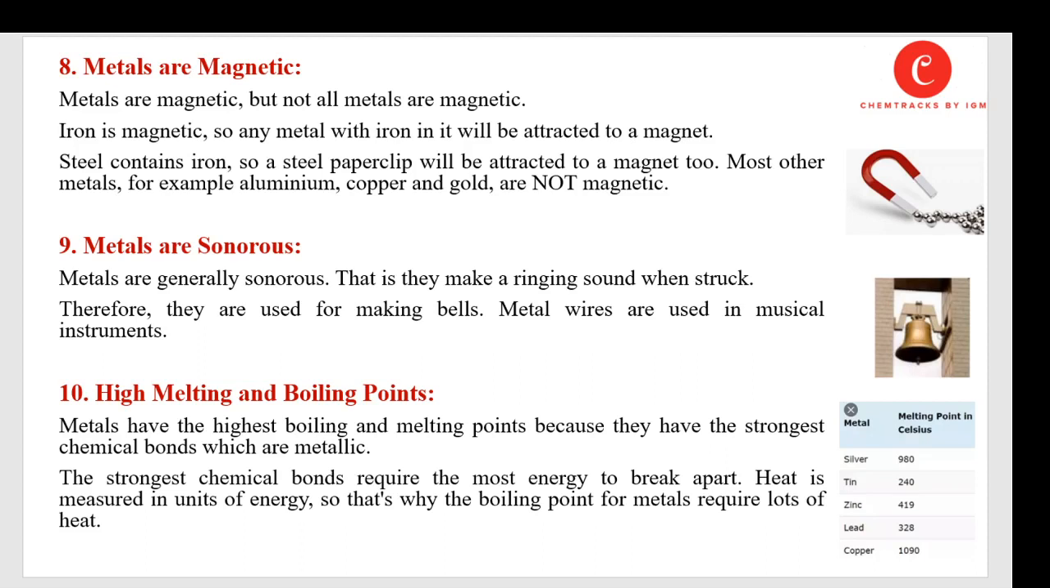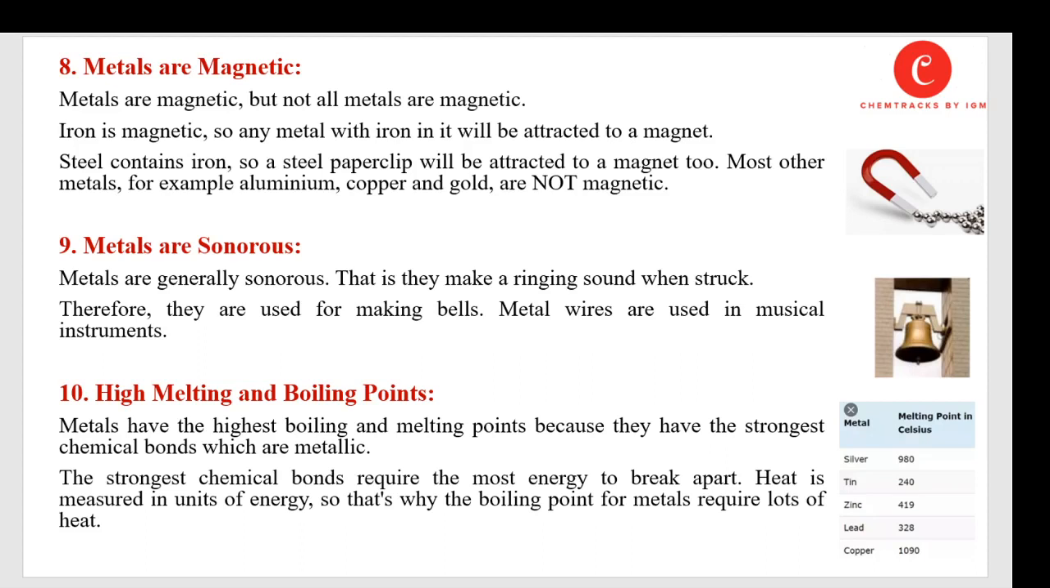Metals are magnetic, but not all metals are magnetic. Some metals are magnetic, and when we place a magnet bar near them, they show attraction towards the magnet. For example, iron is magnetic, so any metal with iron in it will be attracted to a magnet. Steel contains iron, so steel will be attracted to a magnet. Most other metals, for example aluminium, copper, and gold, are not magnetic.